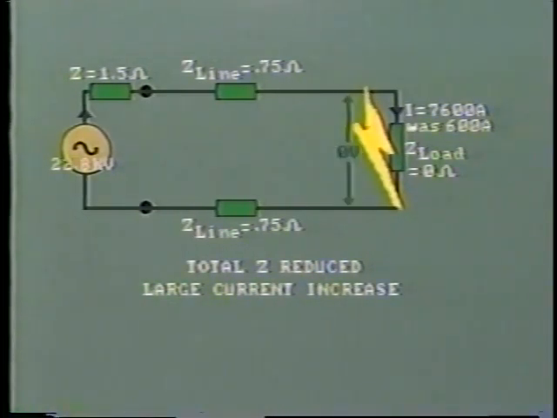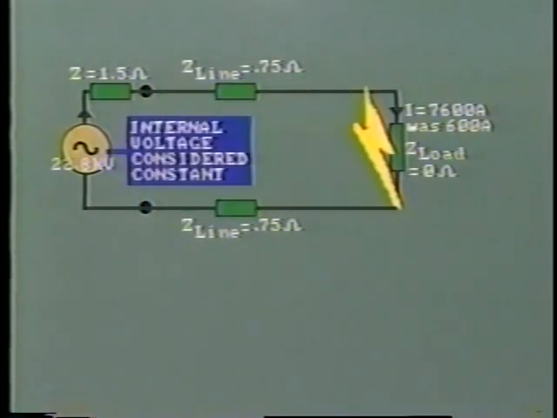In our example, it has increased by approximately 13 times. Thirdly, the voltage at the short circuit has decreased to 0, or at least to a very low value. As a result, the voltage all along the line is also reduced. When studying fault conditions, we always consider that the internal voltage of the generator remains constant. This is based on the assumption that the time interval will be extremely short before protection equipment clears the fault.